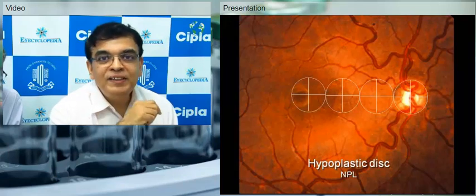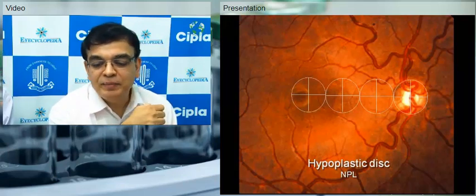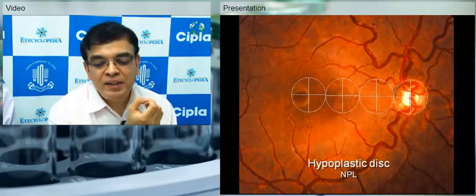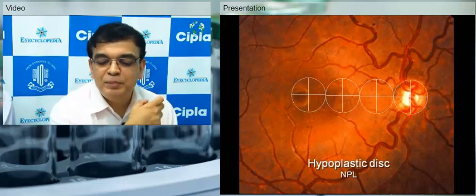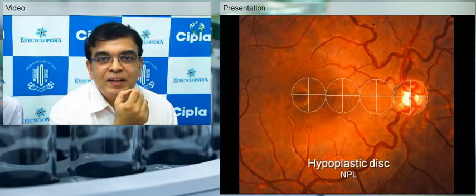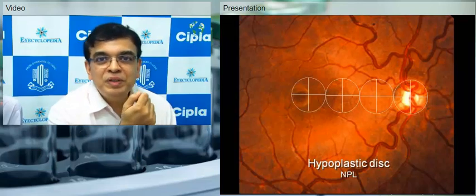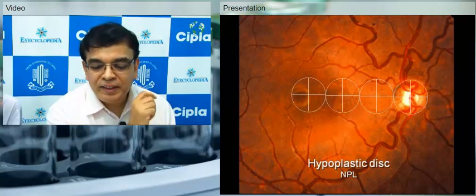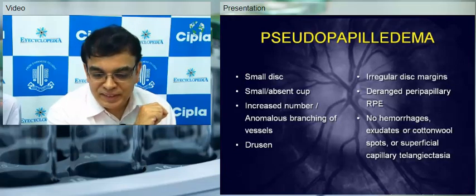And the reason it's almost 3 disc diameters away is because this disc diameter is a small disc diameter. So it's a hypoplastic disc. So this is a very convenient, rough rule of thumb, clinical way of deciding slightly hypoplastic discs.